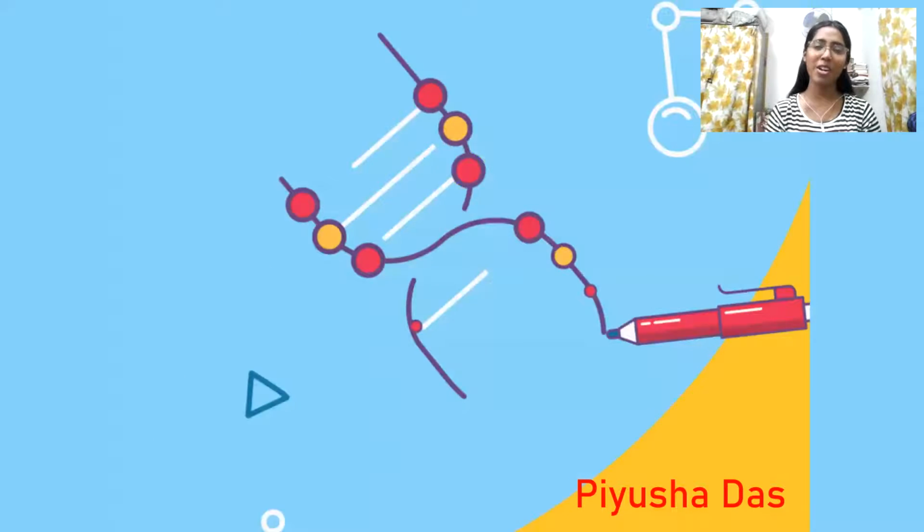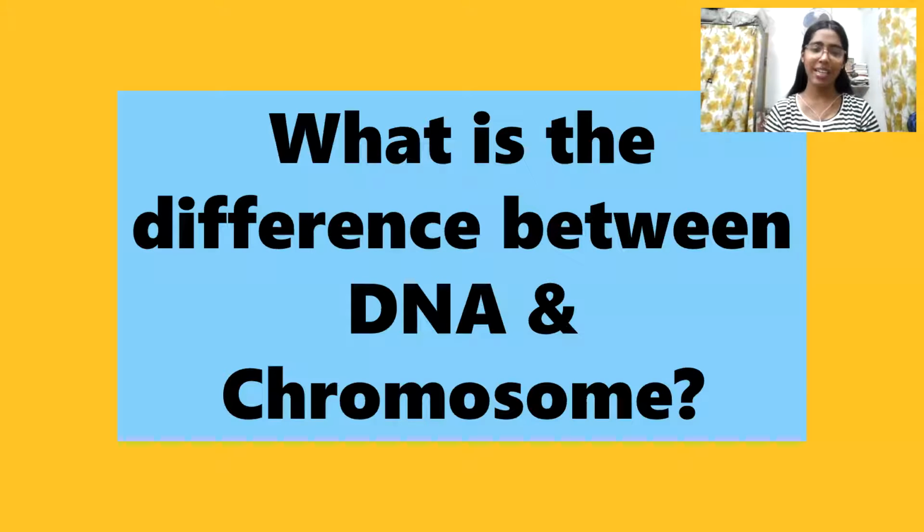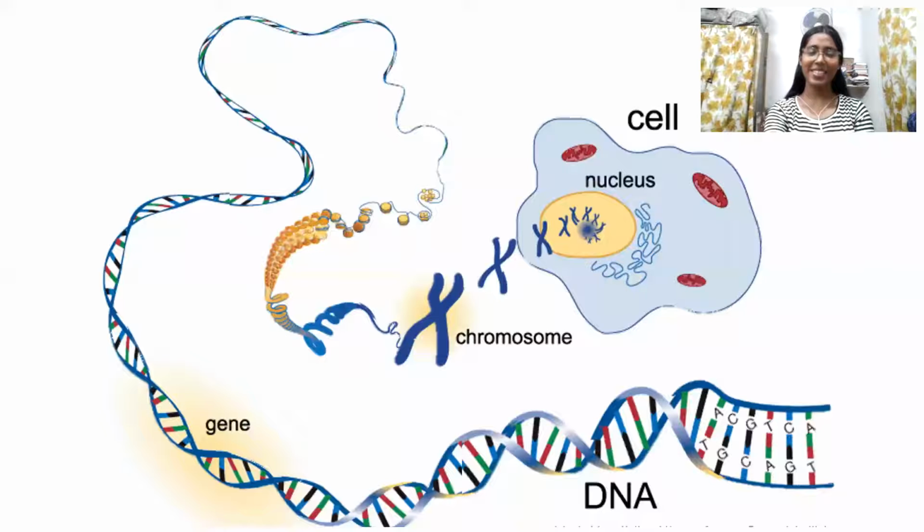So today I'm going to talk about the difference between DNA and chromosome, whether they are the same thing or different things. We know that DNA is present in the nucleus, right? And chromosome, on the other hand, is also present in the nucleus. So both DNA and chromosome are present in the nucleus. Then what is the difference between them? Because as we know, only the genetic material of the cell is present in its nucleus. So why is the chromosome there if it is not the genetic material? Right? I guess you're wrong.